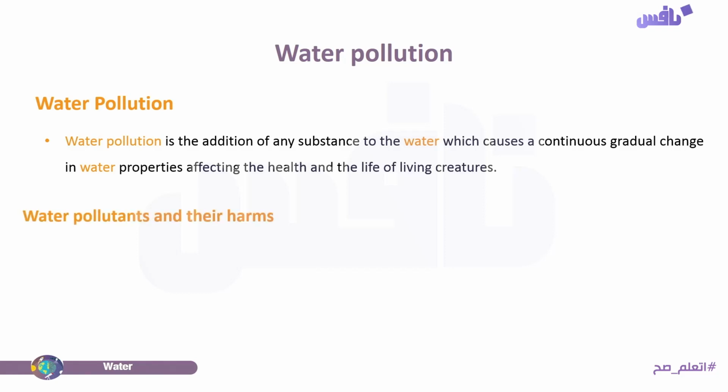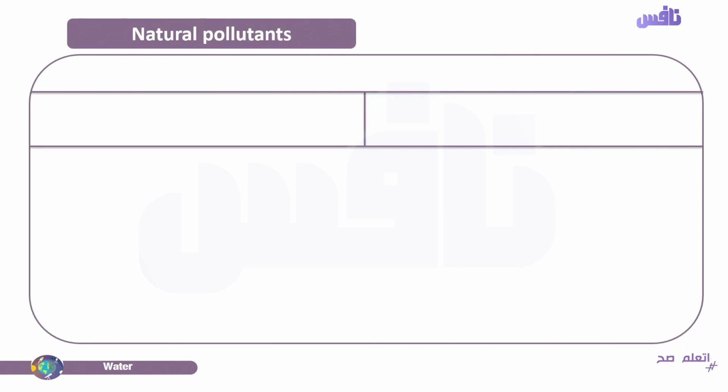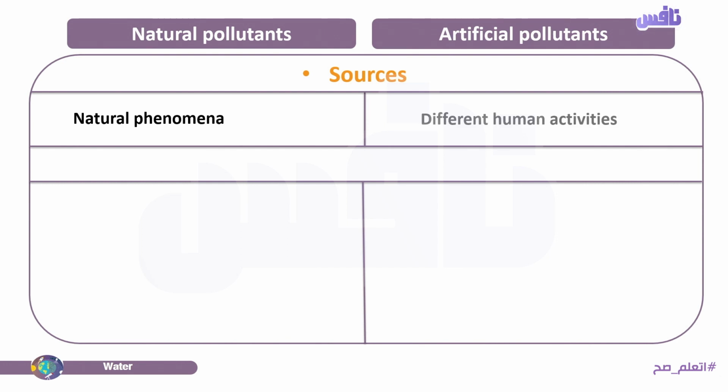The water pollutants and their harms. Environmental pollutants are divided into two kinds. Number 1, natural pollutants. Number 2, artificial pollutants. What is the meaning of natural pollutants, the pollutants around us? The source is natural phenomena. Artificial pollutants come from different human activities, that is, through the activities of humans.